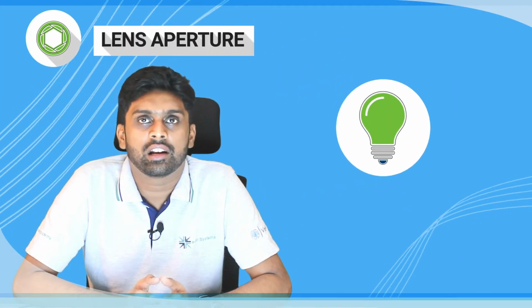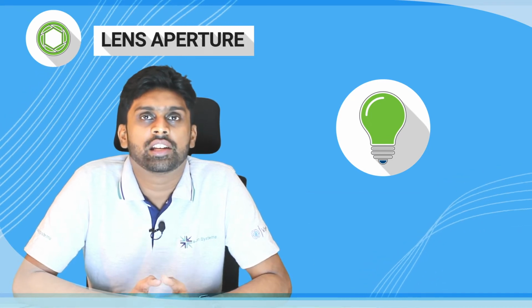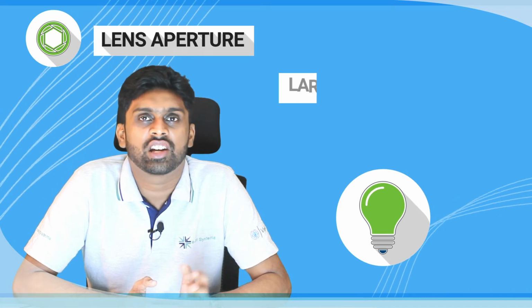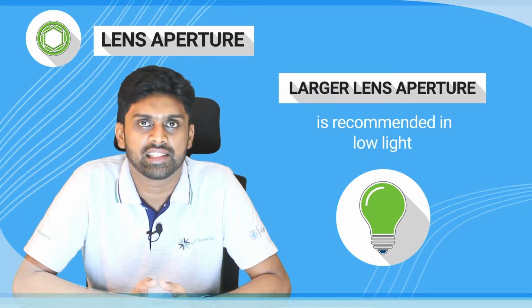Coming to lens aperture. Lens aperture determines the amount of light that falls on the image sensor. To capture images in low light conditions, a larger lens aperture is recommended, allowing more photons to reach the sensor.